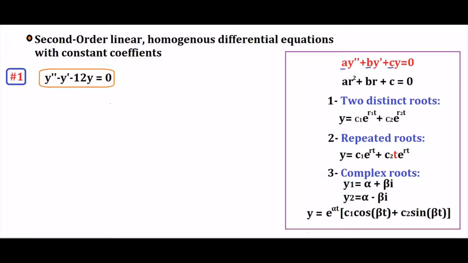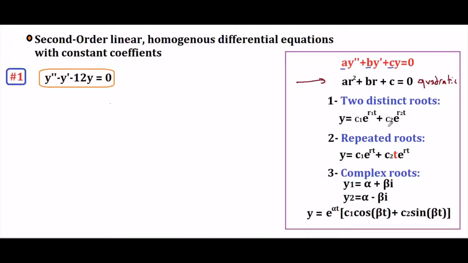Whenever we're solving these kinds of equations, first we convert our standard equation into a characteristic equation. So ay double prime turns into ar squared, by prime turns into br, and cy turns into c. So we obtain a quadratic equation, and we all know how to solve quadratic equations using some techniques. We obtain either two distinct roots, repeated roots, or complex roots.